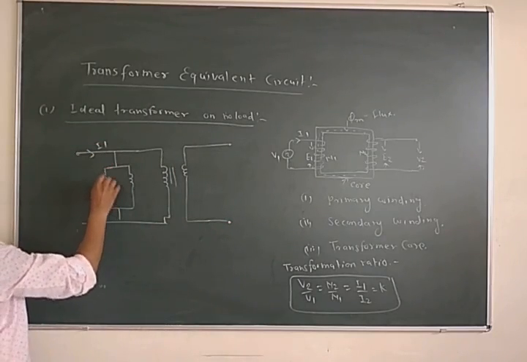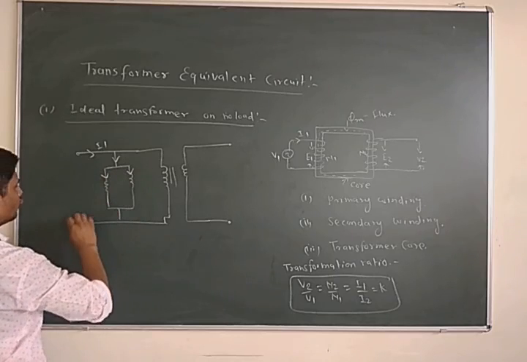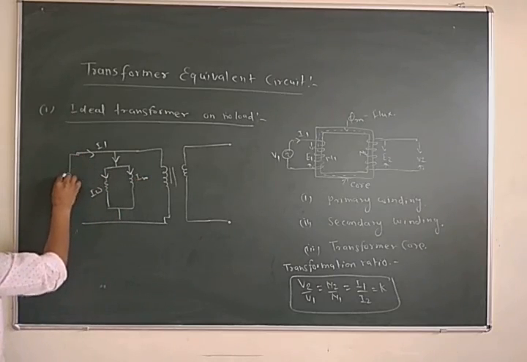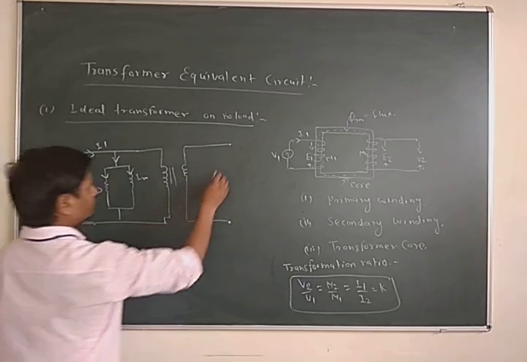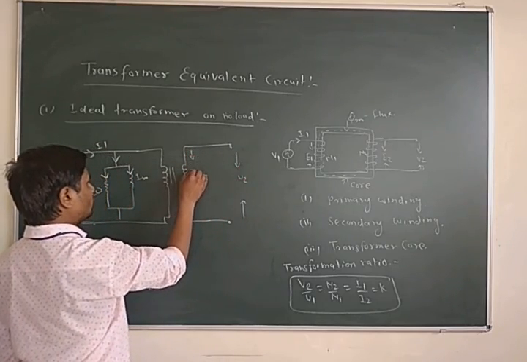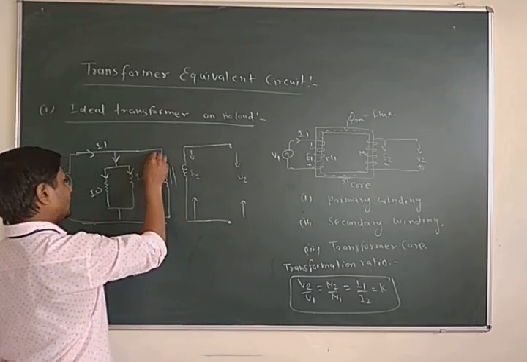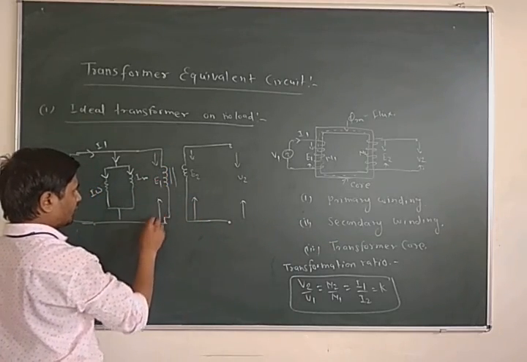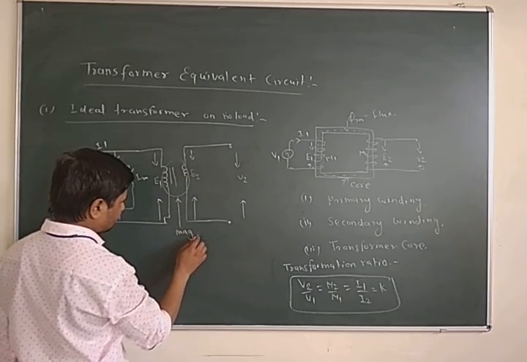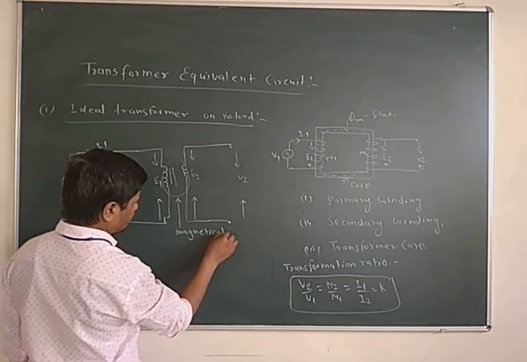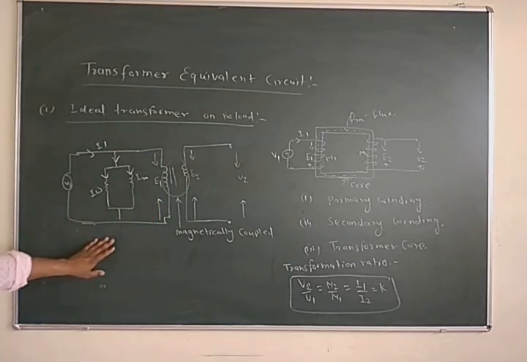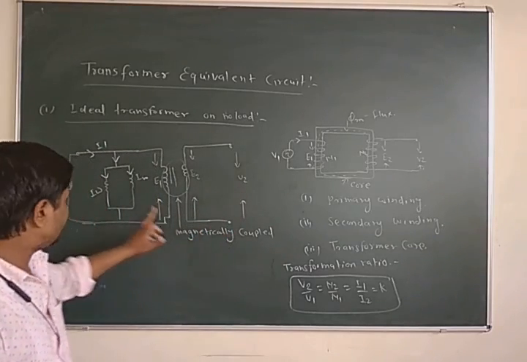this. This is current I1, and it is divided into two parts: one is IM and the second is IW. This is V1, similarly this voltage is V2, the induced EMF here is E2, and here the induced EMF is E1. This is the magnetic circuit, magnetically coupled. For an ideal transformer on no load, the equivalent circuit is this.